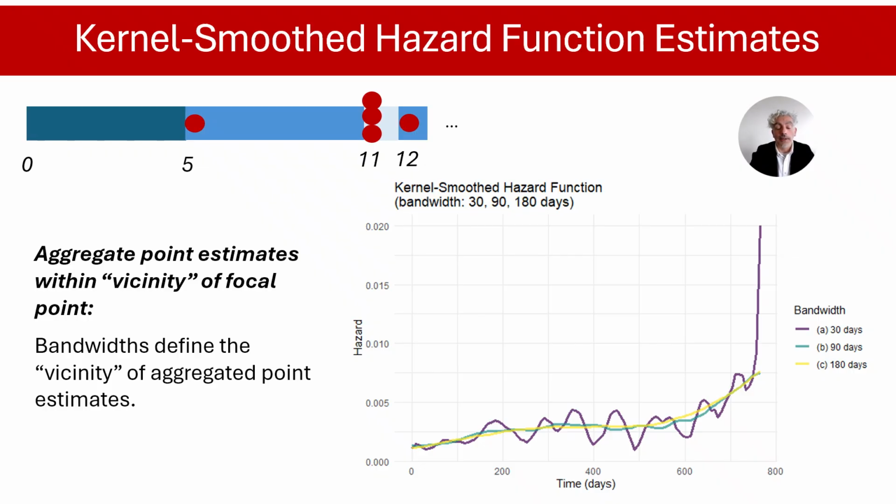But when the bandwidth is 90 days, the estimated hazard at 35 days represents the average population value between 0 and 120 days. So while the estimates are smoother and less erratic when we enlarge the bandwidth, we risk losing the meaning of the individual values. So we may have better looking lines, but we may lose key information.